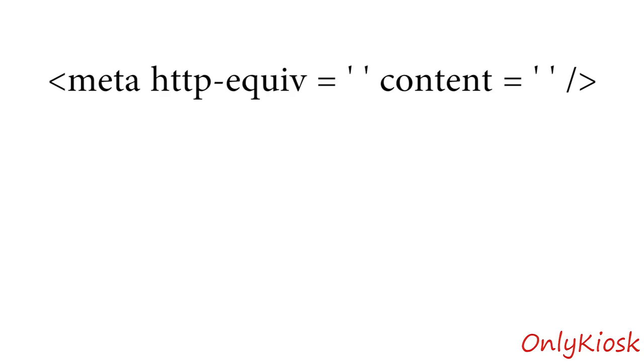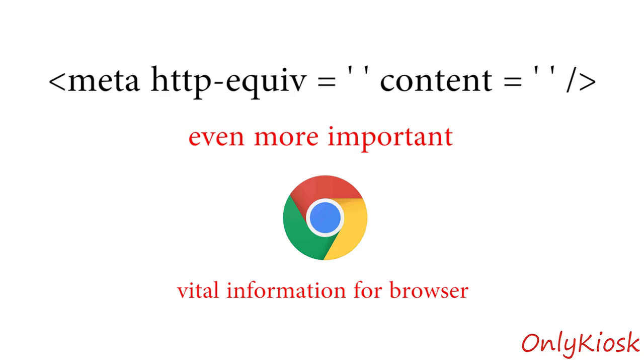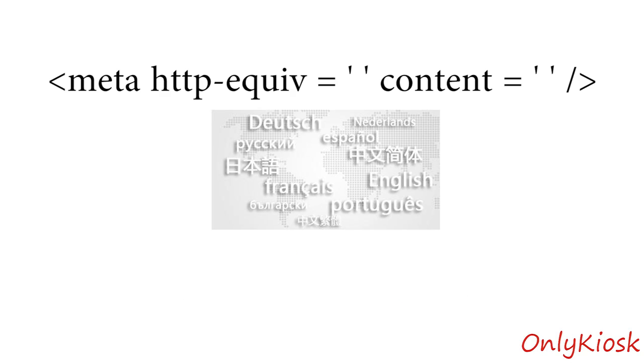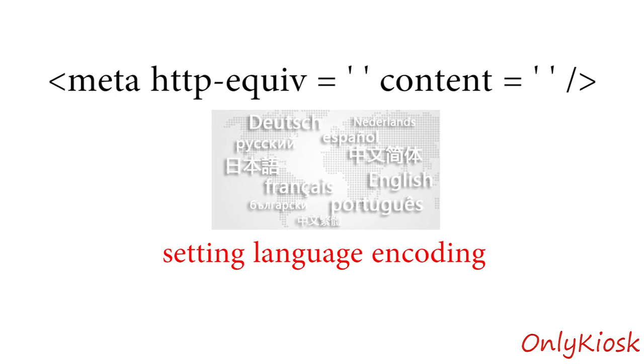The HTTP equiv meta is even more important than the name meta. It provides vital information to your browser. The most important application of the HTTP equiv meta is setting language encoding. This is particularly important for non-English or multilingual web pages.